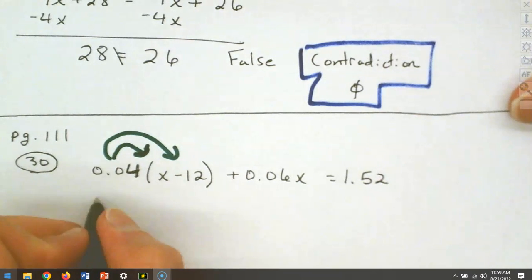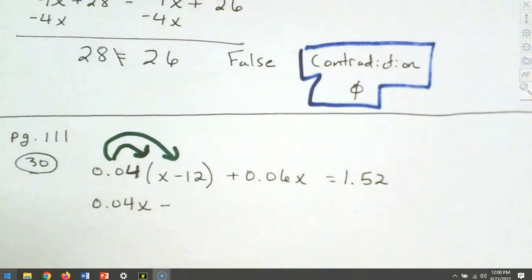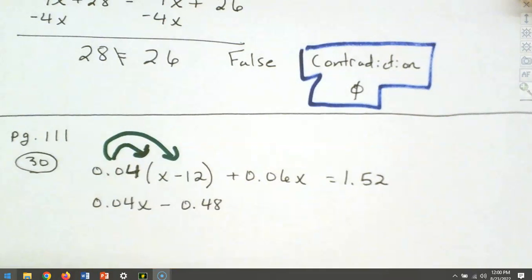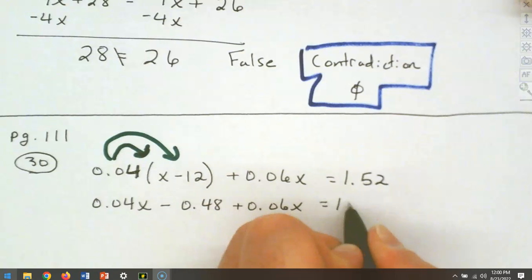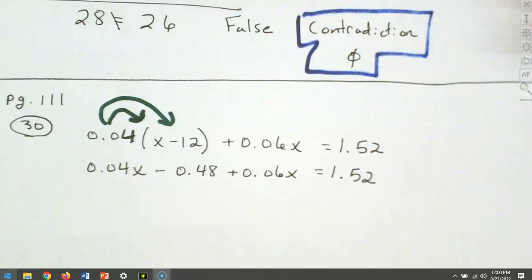So distributing through, that's 0.04x, and then we've got a minus 0.04 times that 12. That makes it a 0.48. Plus 0.06x, and that equals 1.52. So all I did there is I just used my calculator. And you could clear out the decimals by multiplying by 100, but why do all that? I think you're more likely to make a mistake.